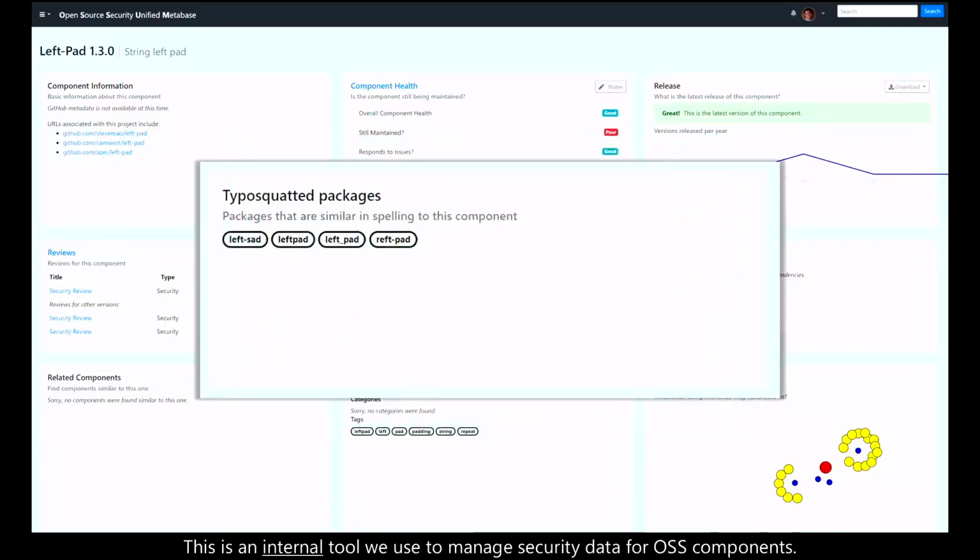We look for things like typo squatted packages. So this is the NPM left pad. There's also a left sad, a left pad without the dash, a left underscore pad, because we needed that too, and a reft pad. Some of these were accidentally, oh, I just created the package too fast and I made a typo. Some of the other ones, I'm not so sure.